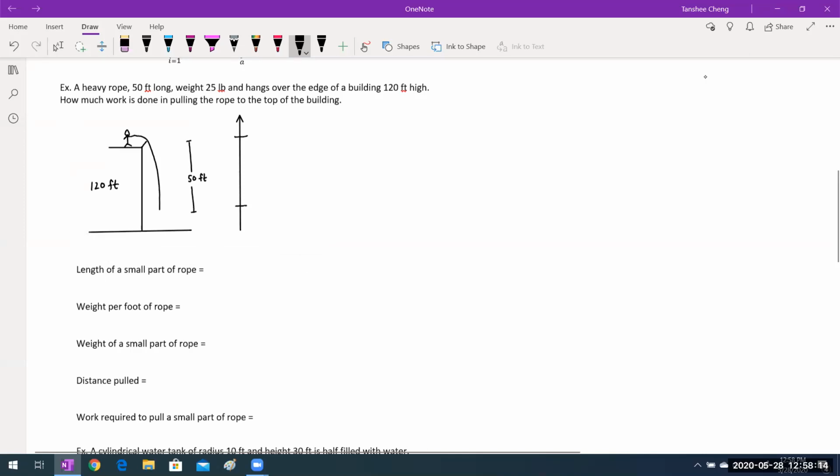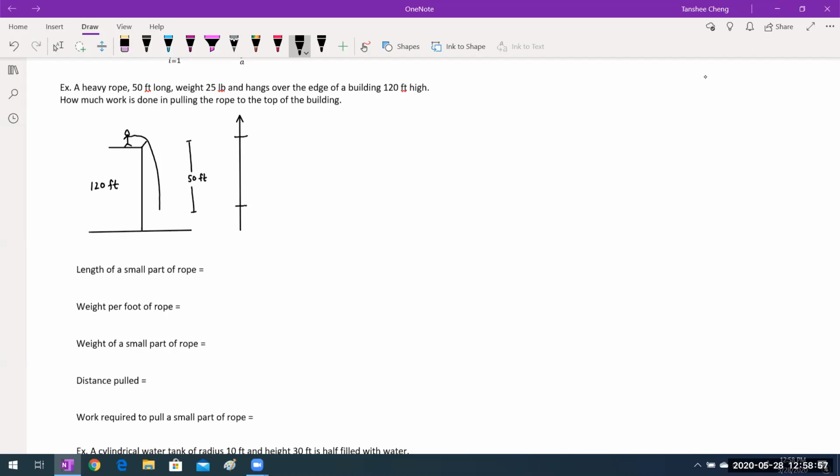So, a heavy rope 50 feet long, weighing 25 pounds, is hanging over the edge of a building which is 120 feet high. How much work is done in pulling the rope to the top of the building? The first time you pull it up, the whole rope is hanging down, so the weight is more, and the work you need to put in is more. As you move on, the rope gets shorter and shorter as we pull it in.